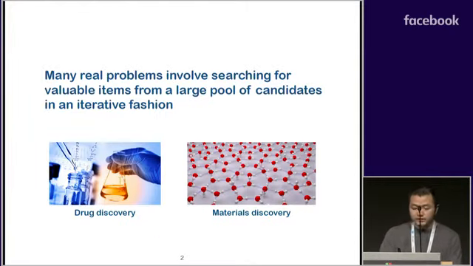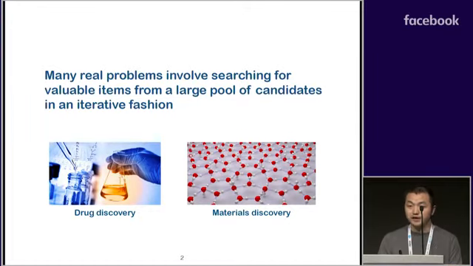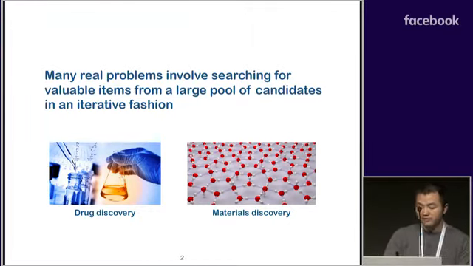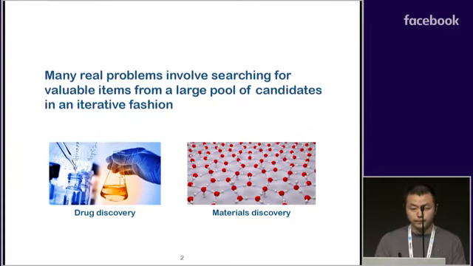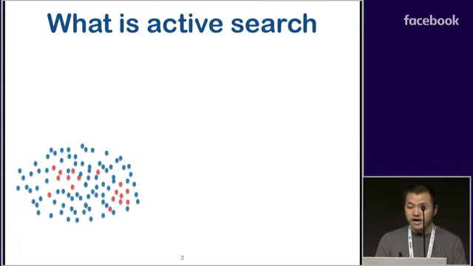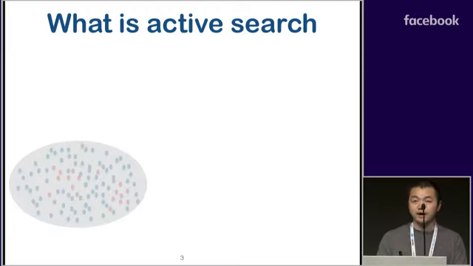Many real problems involve searching for valuable items from a large pool of candidates in an iterative fashion. Drug and materials discovery are 2 typical examples. We formulate this problem as active search. Suppose there is a big pool of unlabeled points. A few of them are positive, and most of them are negative, and you want to identify the positives.